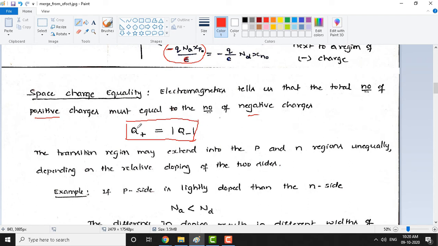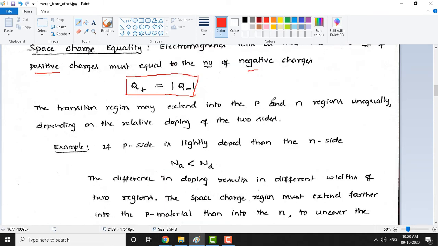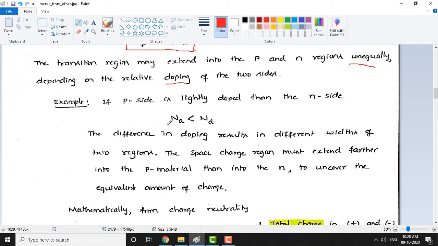Q plus, the total positive charge on the n side, will be equal to Q minus, the total negative charge on the p side. The transition region may extend into the p side and n side unequally depending on the relative doping levels. This is very important. If you dope equally, there is no extension to one side. Because of unequal doping, the depletion region extends either to the p side or n side.